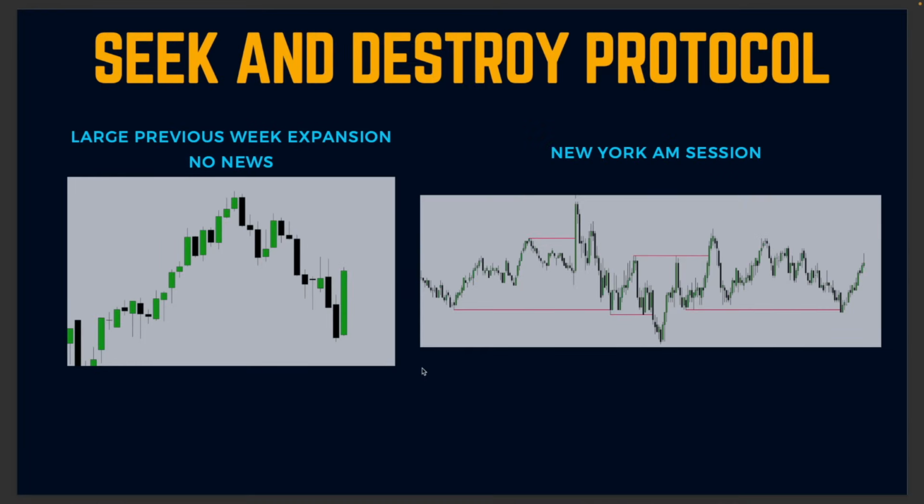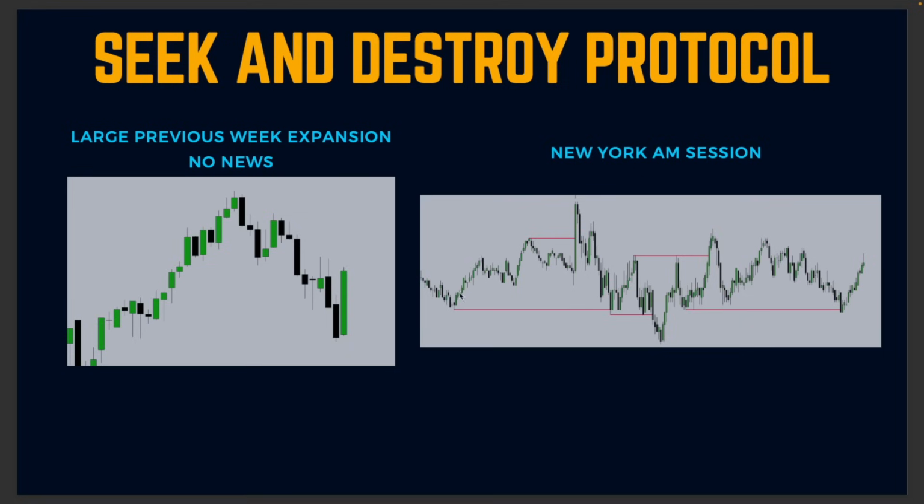And finally, just one quick example of seek and destroy protocol. This was actually from today's trading day, which is November 6th, 2023. I was live in voice with the Discord members, and I said I wanted to enter today's session with caution. Why? We had large upwards expansion the previous week, and we also had no news.